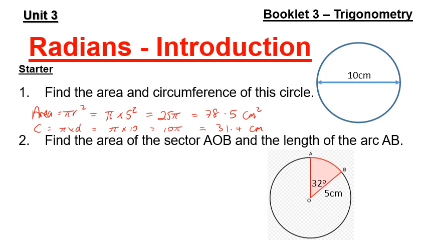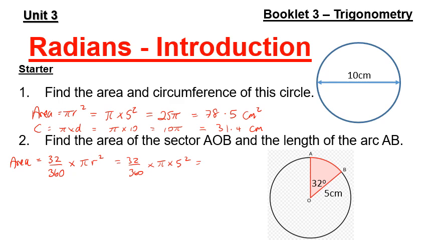For question 2, to find the area of the sector, this sector is part of the circle, but it's not the whole circle, it's just a fraction of the circle. Now the fraction of the circle that it is, is 32 out of 360, because it's only 32 degrees of the full circle, which is 360, and it's that fraction of the area of the whole circle. Well, the area of the whole circle will be pi r squared. Now this circle is actually the same as the first circle in question 1, because it has a radius of 5. So I'm going to do 32 out of 360 times pi times 5 squared.